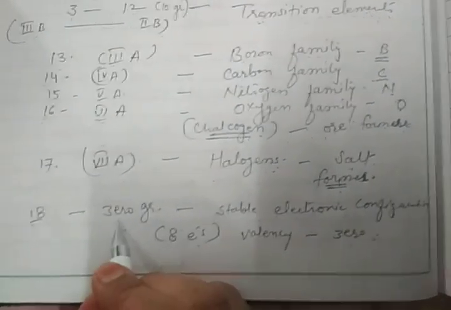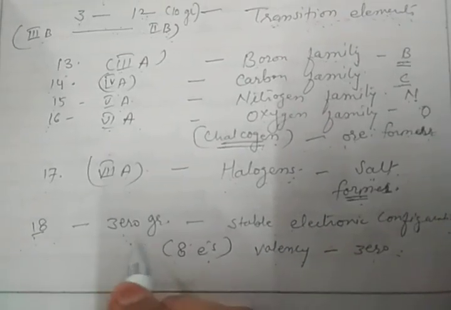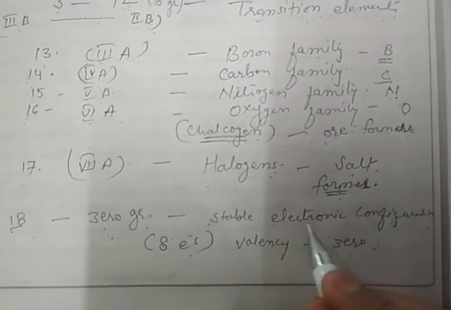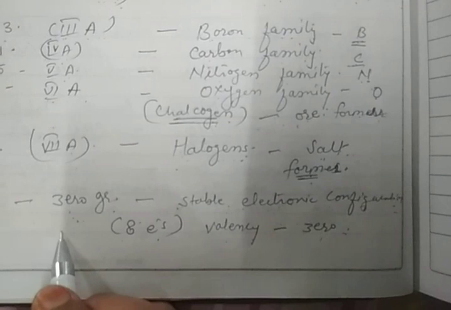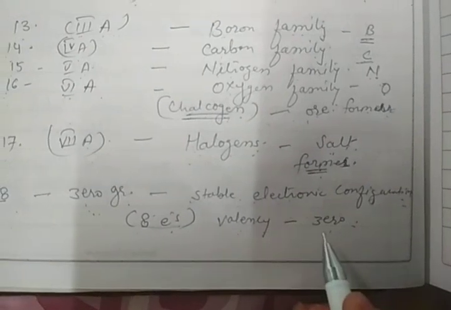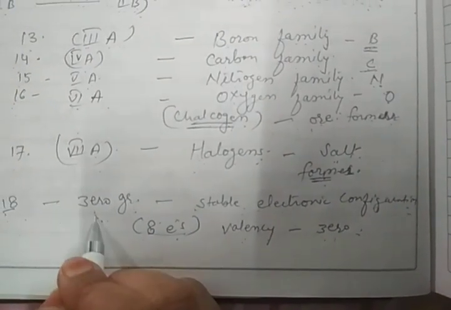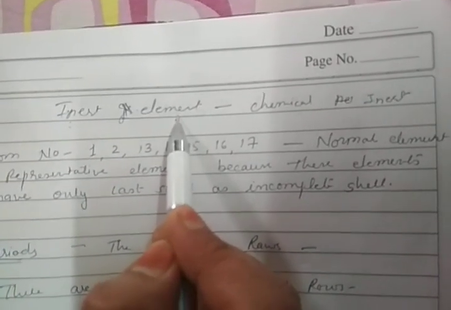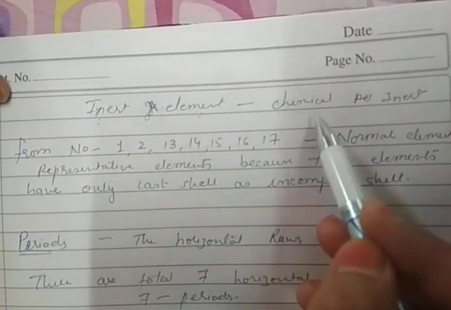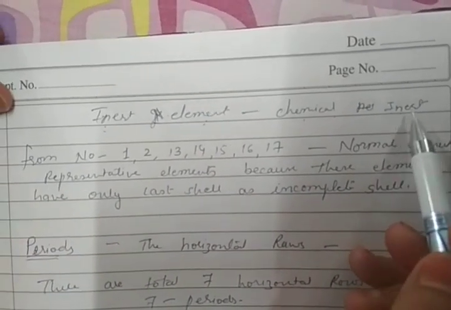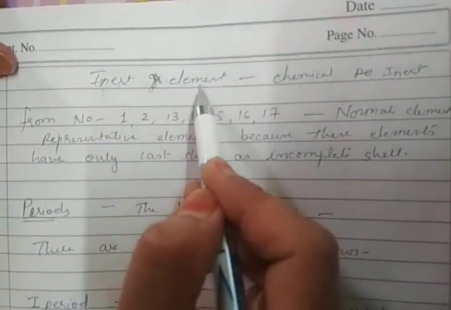The 18th group is known as the zero group because the elements of this group have a stable electronic configuration. That is, they have 8 electrons in their last valence shell. Because of that, their valency is 0. That's why the name of this group is zero group. The elements of this group are also known as inert elements because they hardly combine with other compounds. They are chemically inert. Thus, they are known as inert elements.